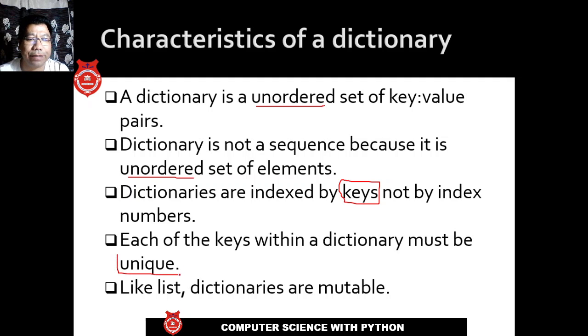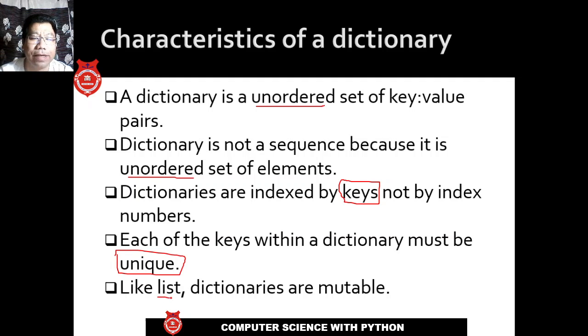This point is very, very important. All the dictionary keys must be unique. You cannot have the same keys in a dictionary. That means there are no duplicate keys possible inside a dictionary. Only duplicate values are allowed, but no duplicate keys.